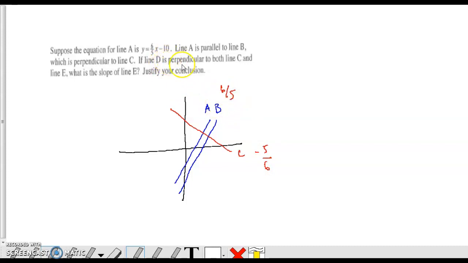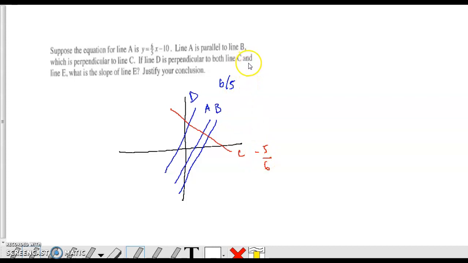Okay, line D is perpendicular to line C. That means D has to be like A and B if it's perpendicular to here. So D has to be like this. So D's up in here. I'm going to color coordinate this one as well. So I'll make it 6/5. So D is perpendicular to C. Again, 6/5 versus -5/6.